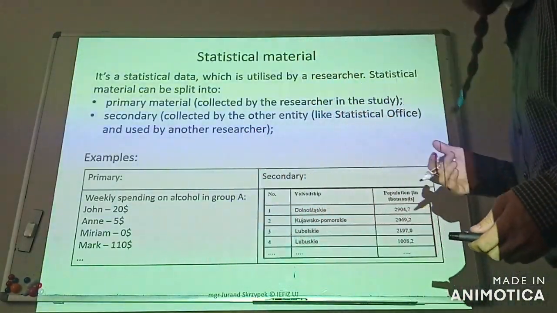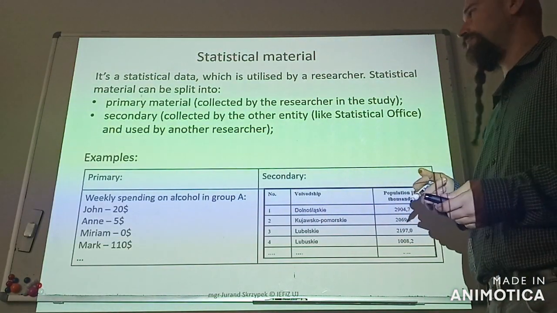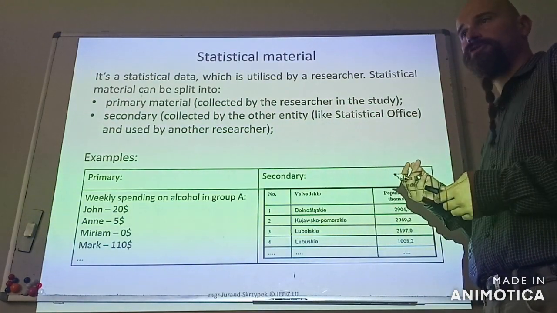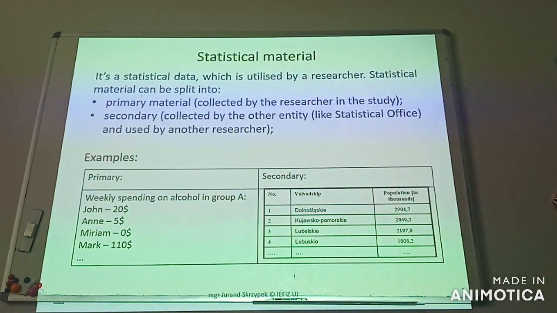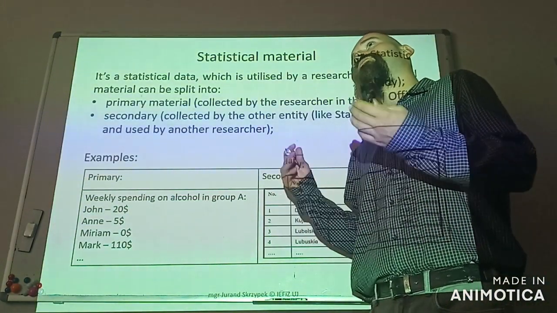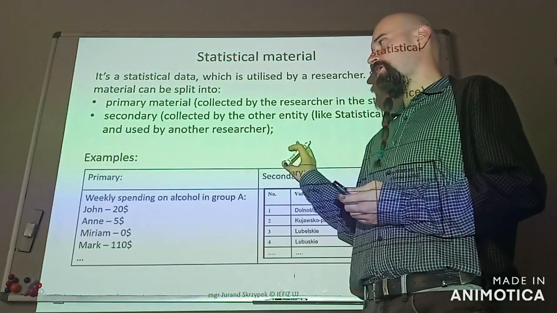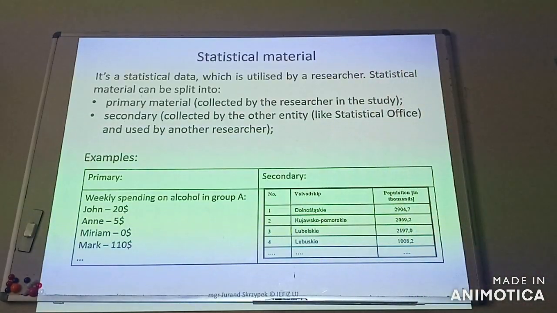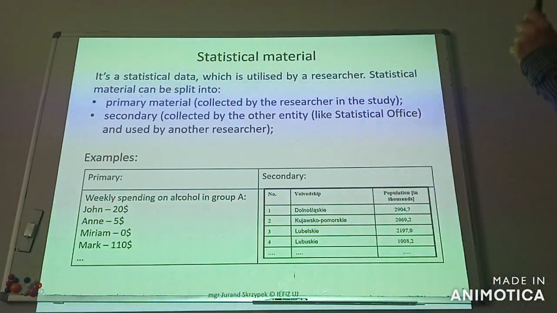At this stage, we are trying to collect statistical material. You know, the results from a questionnaire, a field questionnaire filled in by some people, or maybe we have downloaded data taken from a statistical office. So this raw material is called statistical material.